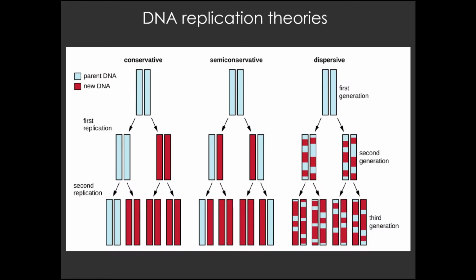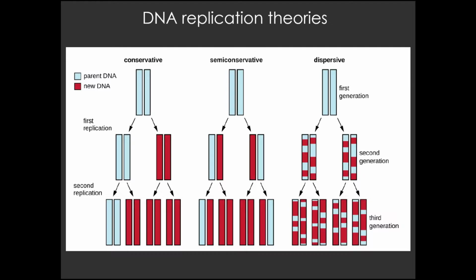In the 1950s, there were three prevailing theories for how DNA was replicated in cells. In the conservative model, it was proposed that parent DNA remained associated in one DNA molecule and a new daughter strand was made and given to daughter cells. So conservative in that the parent double-stranded DNA molecule would remain together throughout multiple generation times.